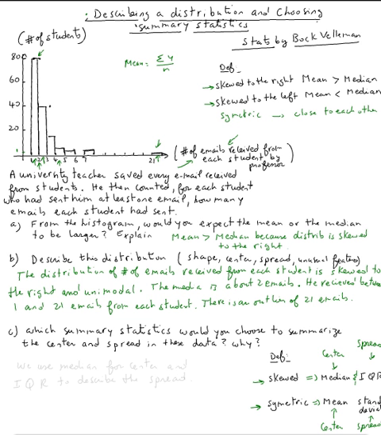So what do you think? Since it's skewed, the answer will be we use median to describe center and the IQR, the interquartile range, to describe the spread. And that's it for this example.